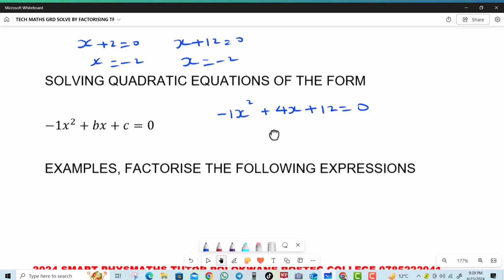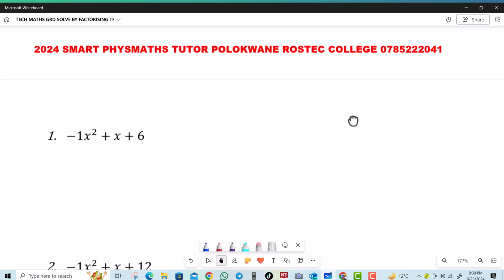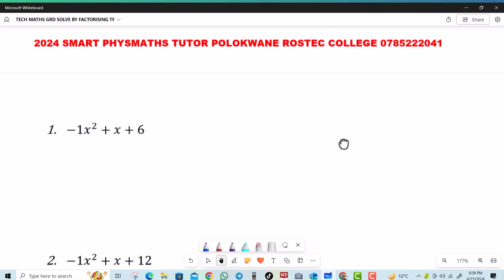Let us look at particular examples. Factorize negative x squared plus x plus 6. So now what we do here, we take out negative 1. Remember the question is negative 1x squared, and then plus x, and then plus 6. To factorize here, we first take out negative 1.